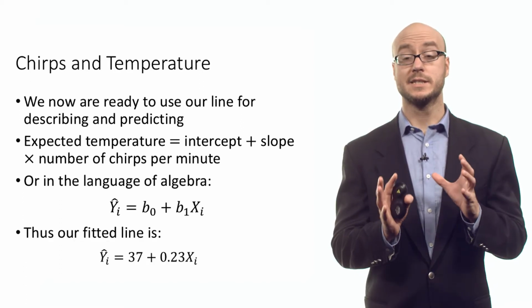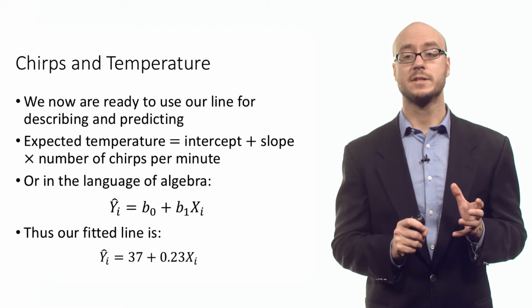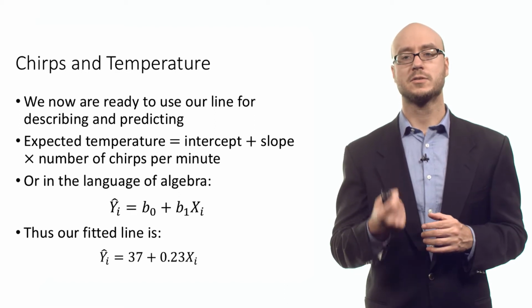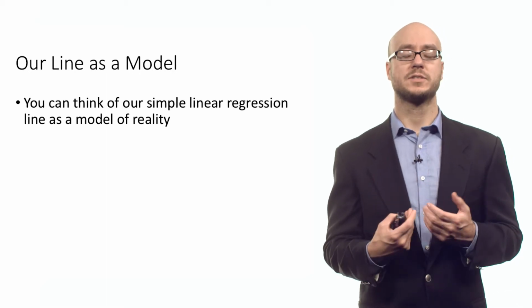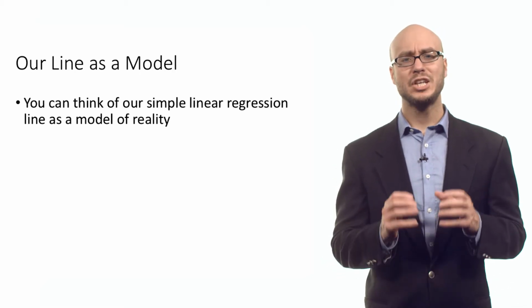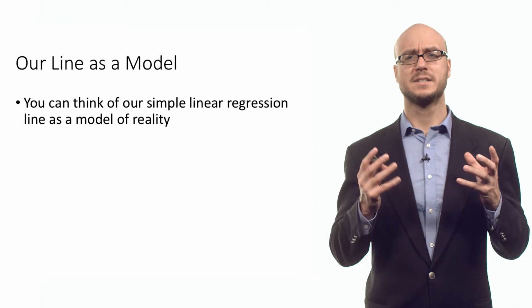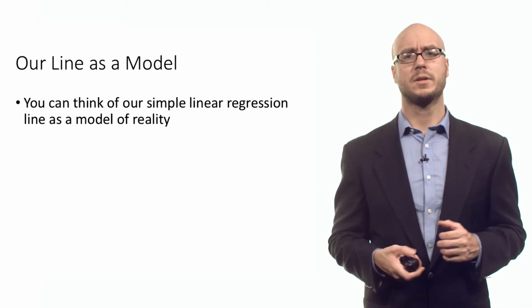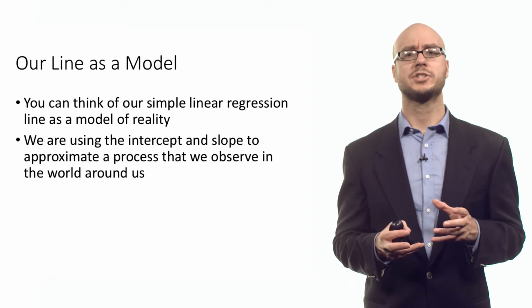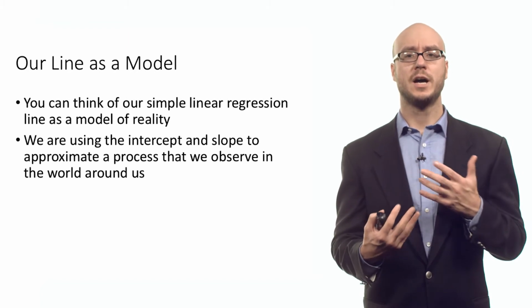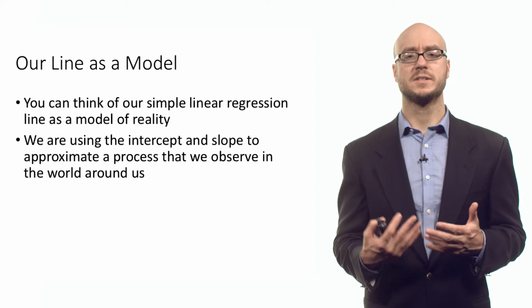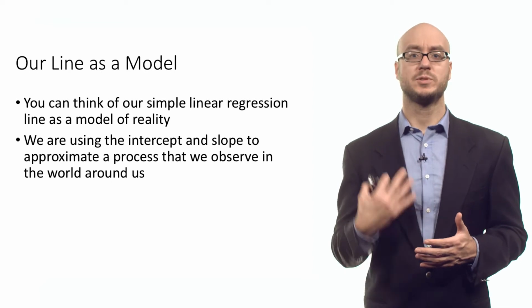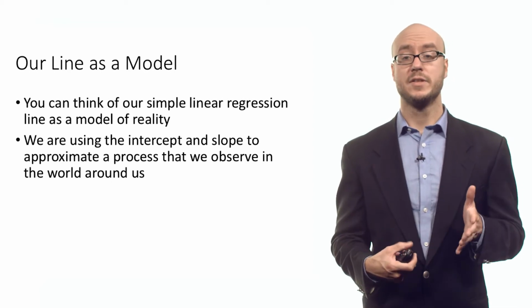So in this case, the intercept is 37 degrees Fahrenheit, and the slope is 0.23, which reflects the rise over the run. You can think of this little model. It's a basic model of reality. It's an abstraction, but it helps us to understand and approximate a process that we observe in the world around us. In this case, it's this relationship between cricket chirps per minute and the temperature.